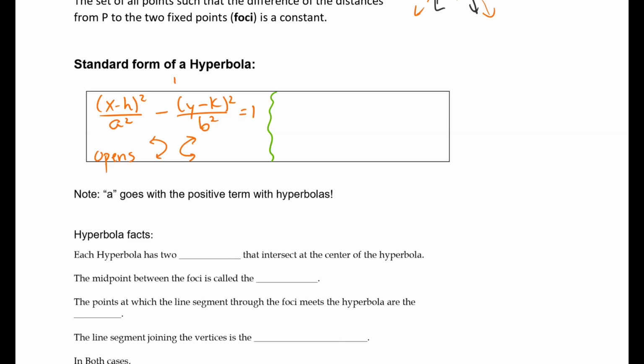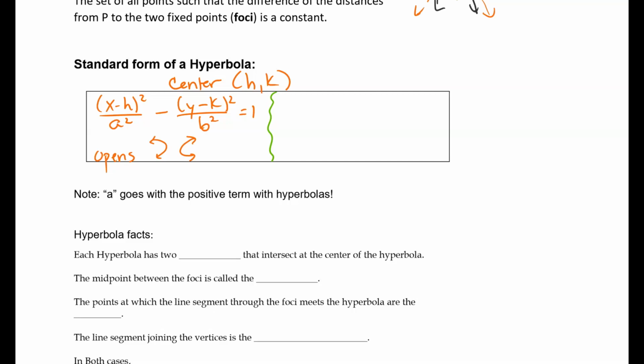The thing you need to know is that the center of the hyperbola is always going to be (h, k). Looks really familiar. It's the vertex of a parabola, the center of a circle, the center of an ellipse. So h and k come back to help us again.